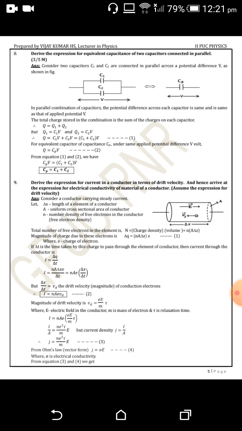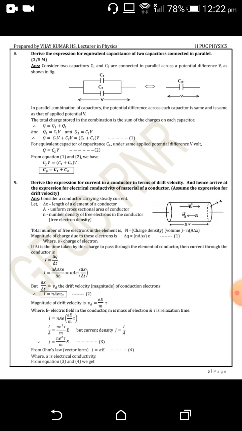The first question is: derive the expression for current in a conductor in terms of drift velocity, and hence arrive at the expression for electrical conductivity of the material of a conductor. Assume the expression for drift velocity. You need to find the expression for current in a conductor in terms of drift velocity.